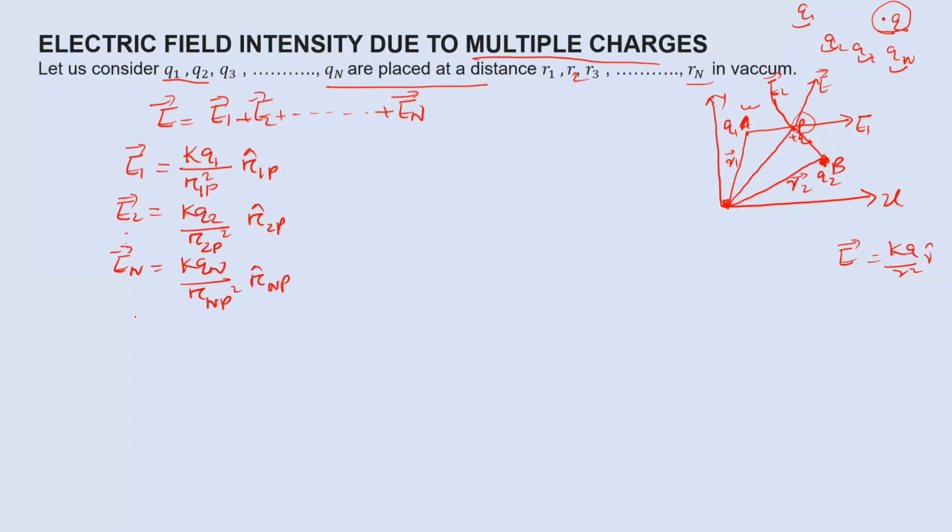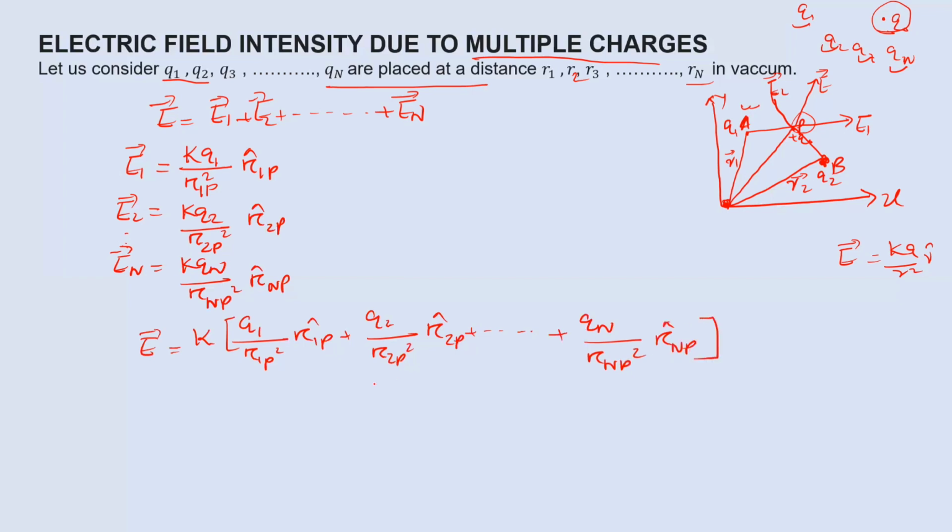Now, if you write the net electric field, I'm taking K common, right? Here you will have Q1 by R1P square, R1P cap, plus Q2 by R2P square, R2P cap. And this way we'll have Qn by RnP square, RnP cap. Clear? This is what you will have. Now, when you use the superposition principle, this K is what? 1 by 4 pi epsilon naught, we know, right? And summation will be there.